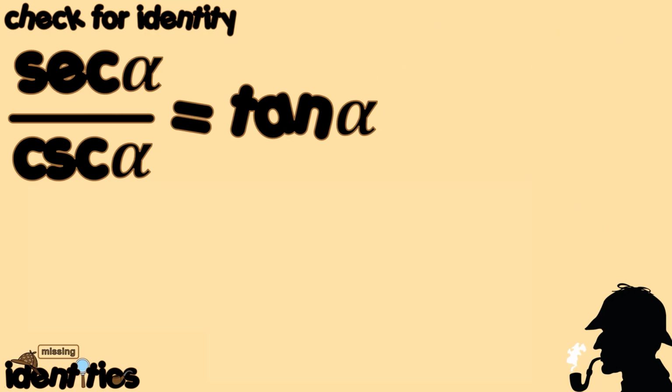Case number 16. We need to verify or check this given identity. We have the quotient of secant alpha and cosecant alpha equal to tangent alpha. In order for us to verify this identity, we need to come up with the same expressions or identities on both sides of the equation. Hence, we are going to pick which side we need to manipulate.